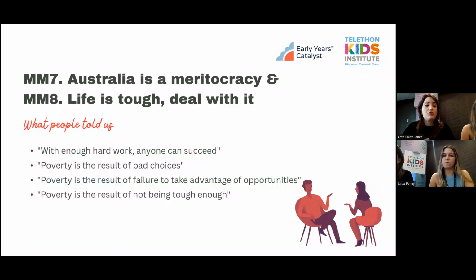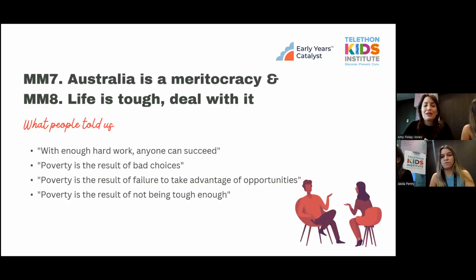Again, we see this framing of poverty as an individual issue with individual solutions, and this is reflected in beliefs such as poverty is the result of bad choices. So in order to fix it, you've just got to make better ones. And beliefs such as poverty is the result of failure to take advantage of opportunities. The second mental model we unearthed, we termed life is tough, deal with it.